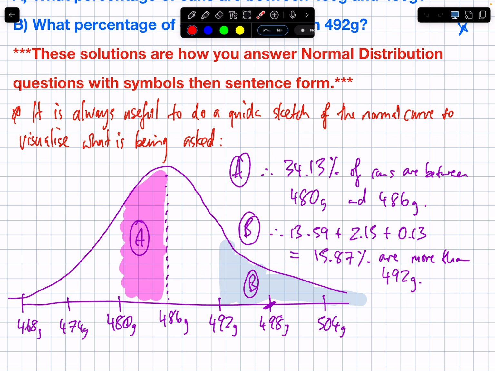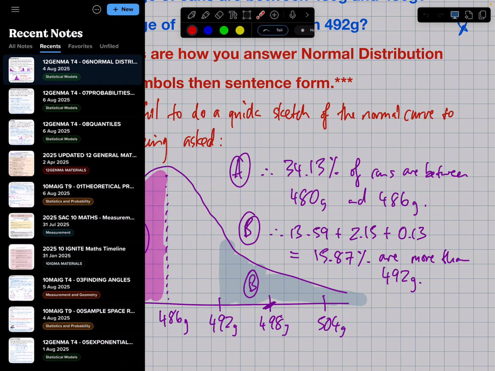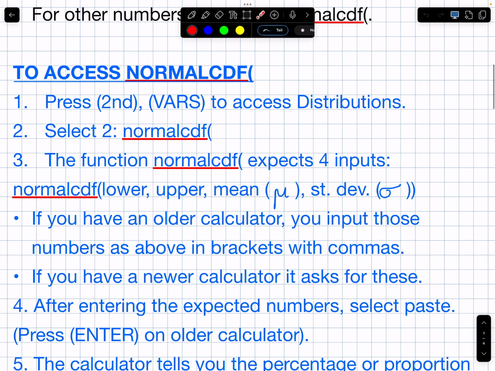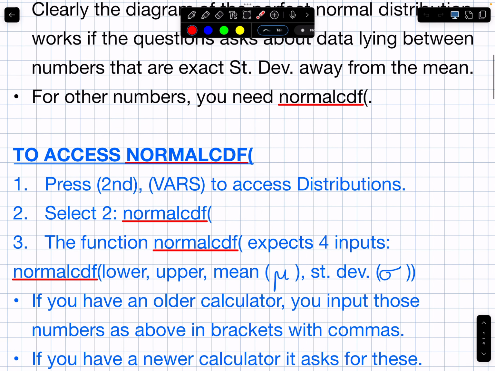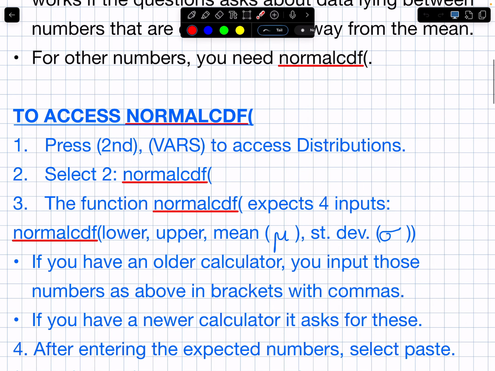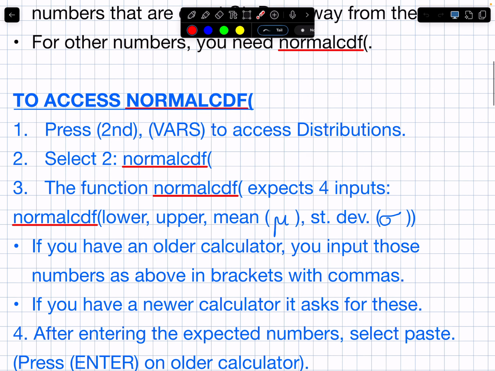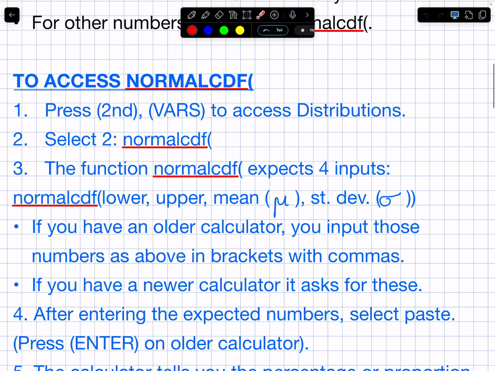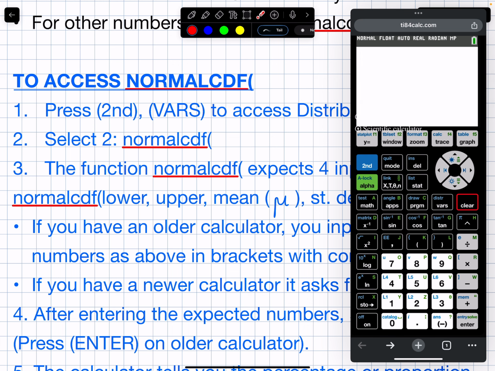And I'd encourage you, you can answer these questions using the calculator anyway, right? So, probabilities using the calculator. How do I access normal CDF? For other numbers, you're going to use normal CDF. So can you grab your calculator out, please? Turn it on. How do I access normal CDF?